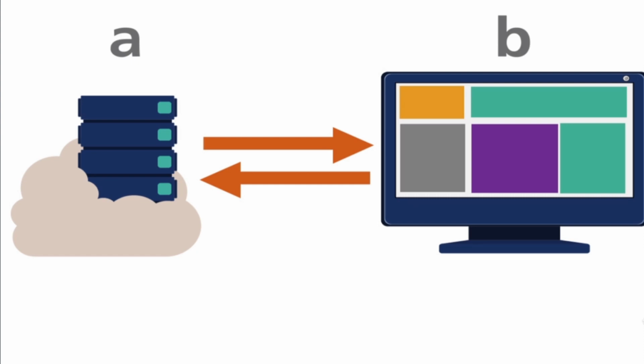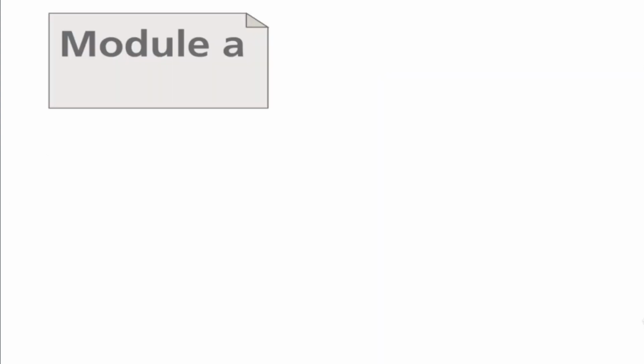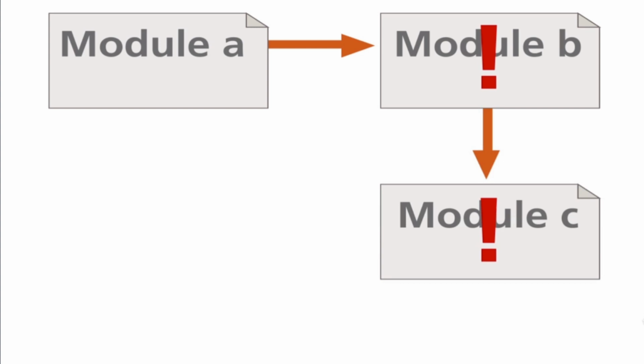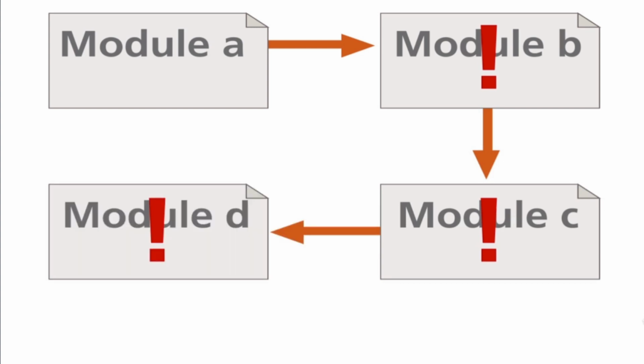If you have two modules, module A and module B, module A should not make changes in module B, and vice versa. If you design a system where A affects B, which affects C, which affects D, things quickly spiral out of control, and the system becomes unmanageable.